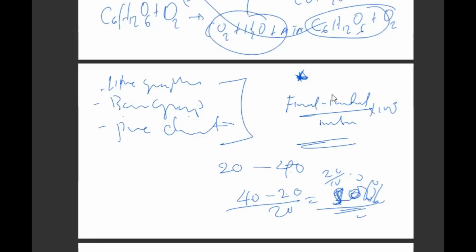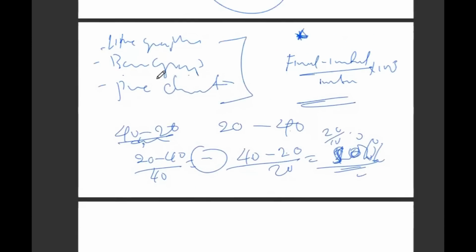That's how we do it. But if you started with 40 and you go to 20, it's going to be 20 minus 40 out of 40, because I started with 40, then automatically it's going to be a negative. That means it's a percentage decrease. So don't stress if you see a negative. So that's it.